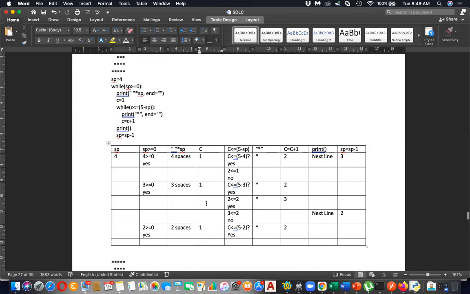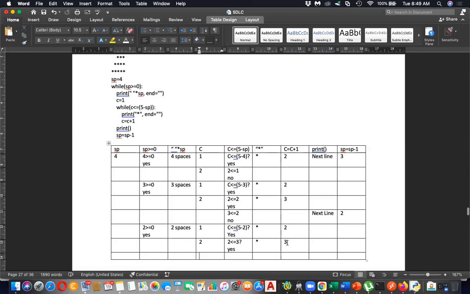It's 2. Is 2 less than 5 minus 2, or 2 less than 3? Yes, less than or equal to 3. Yes. It will print asterisk and then the value of C is 3 now.